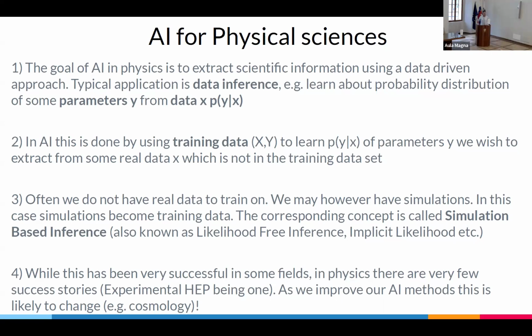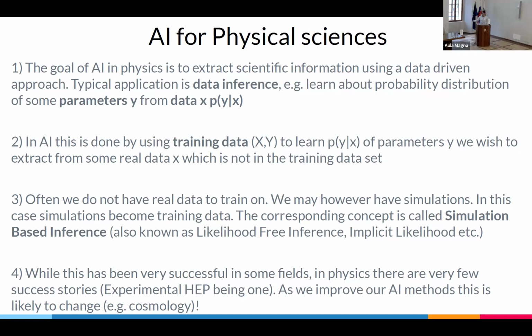This is done by using the training data, right? So you have training data pairs of x and y, and from that you want to infer this posterior p of y given x. Now, often we don't have real data to train on. Instead, what we have is simulated data. And so the simulations are there for the training data, and this goes under the broad class of models called simulation-based inference, right?